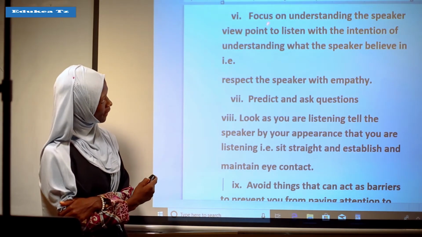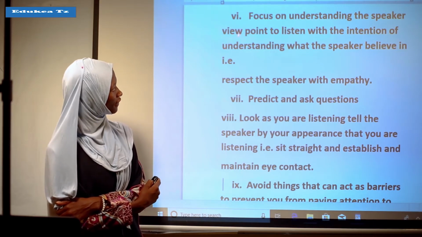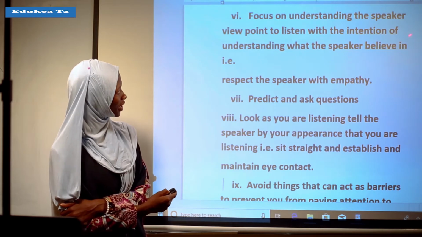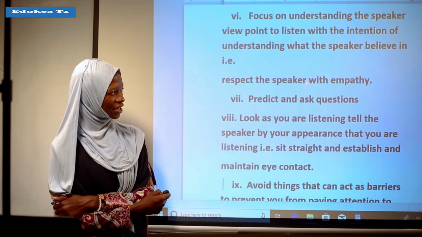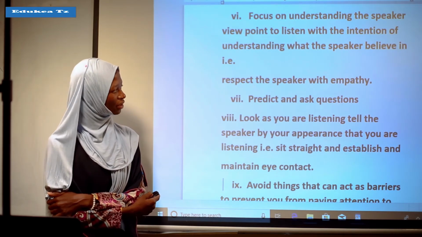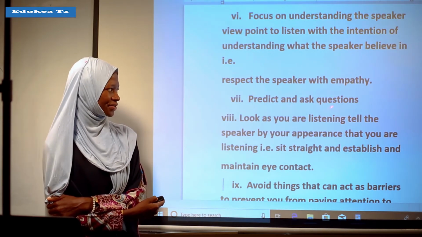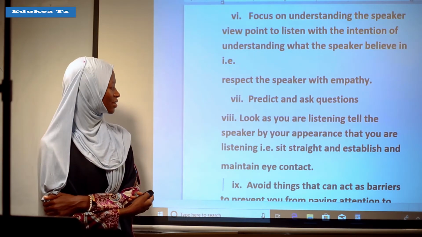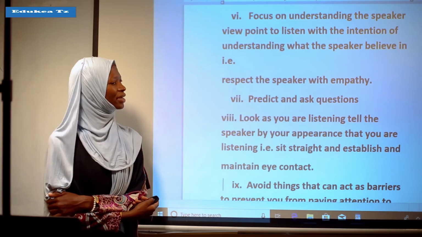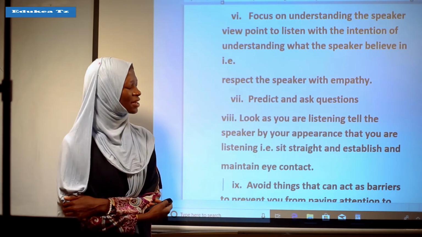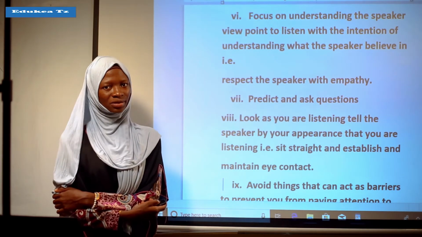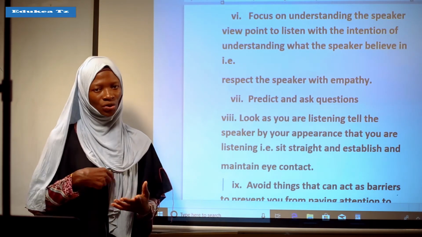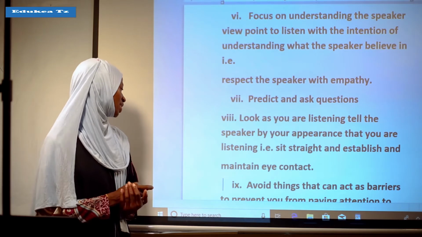The next is focus on understanding the speaker's viewpoint: listen with the intention of understanding what the speaker believes in, that is, respect the speaker with empathy. Now predict and ask questions. If we don't ask questions, the speaker may not know whether what he has said is totally understood or not understood. So it is better for you as a good listener to ask questions.